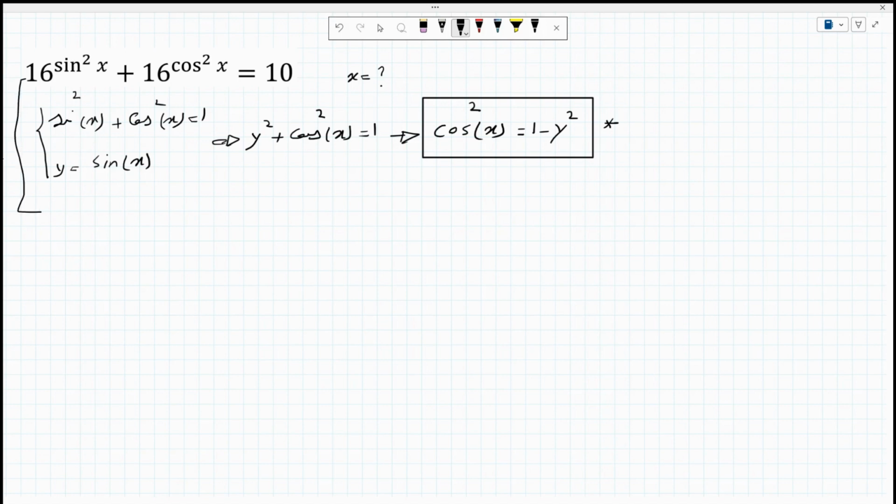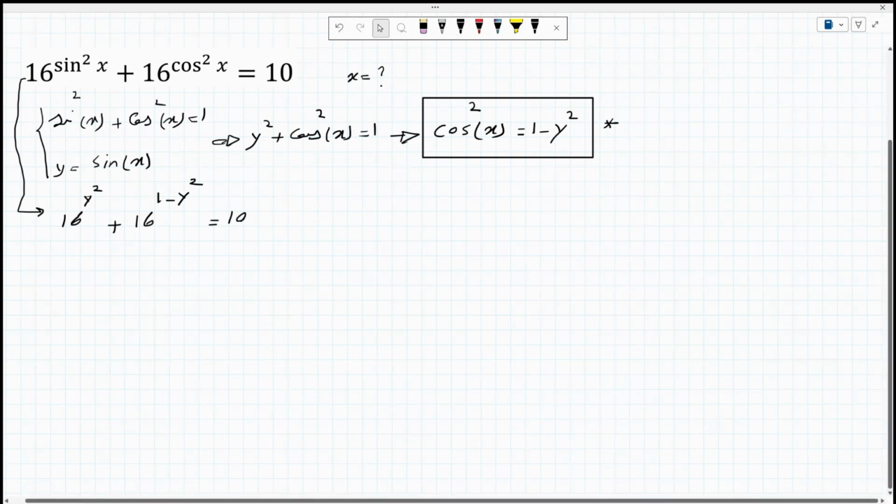So the main equation will be 16 to the power of sin²x. Instead of sin x, I'm going to put y, so it will be 16 to the power of y² plus 16 to the power of cos²x. Instead of cos²x, I will write 1 minus y², equal to 10.